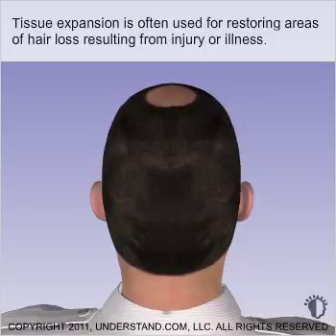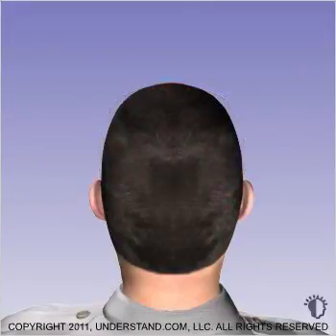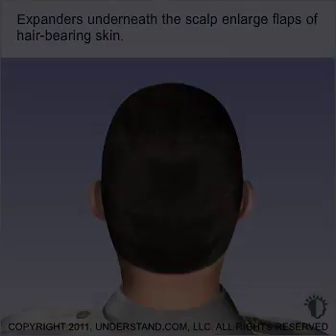or illness. A scalp expansion physically stretches donor scalp skin over a period of weeks to months prior to surgically removing balding scalp tissue and advancing the hair-bearing skin from the sides of the scalp to replace it. This process allows removal of much more of a balding area and requires far fewer procedures than scalp reduction alone because it uses expanders underneath the scalp to enlarge the flaps of hair-bearing skin.